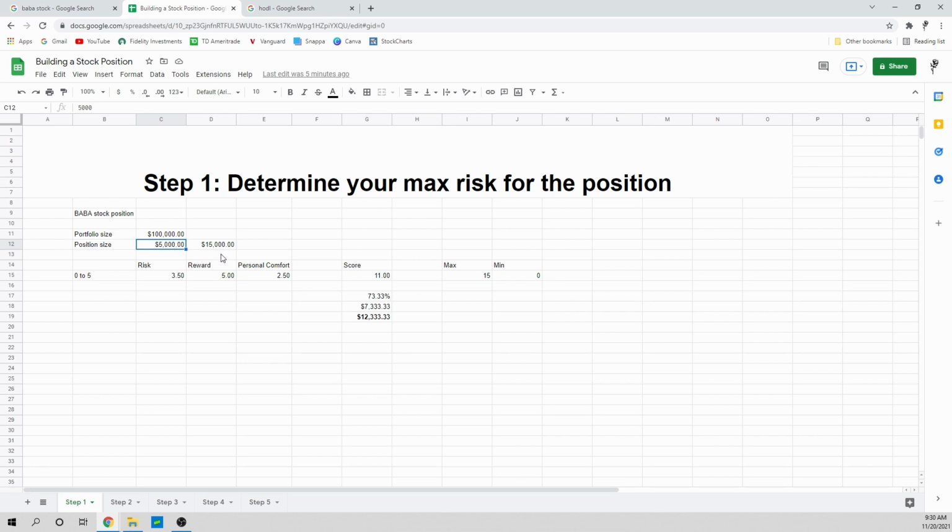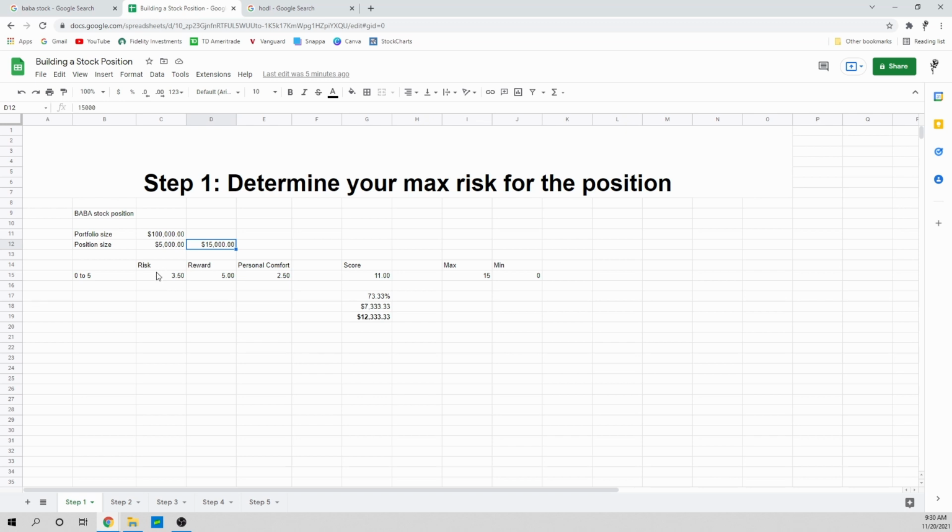What that means is you'd have 15% of your account in one position, or you'd have 5% of your account. So if you had 25 positions, you'd probably be closer to that $5,000 mark. If you have 10 positions, you're going to be a little bit closer to the $15,000 mark.